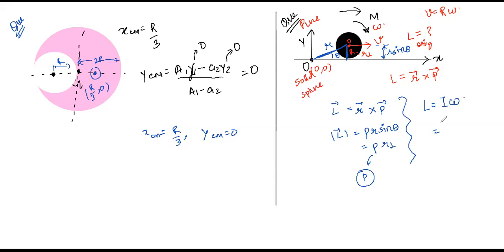What about the value of I for a solid sphere? 7 by 5 m r square, right? Correct. So all you need to do is substitute 7 by 5 here, and omega is already there, so we get the angular momentum. Are we clear, Atul? Yes, sir.